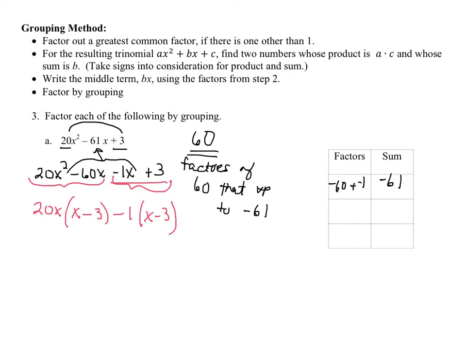Erase that. Okay, now they have x minus 3 in common. We're going to pull him out. He's gone. He's gone. 20x take away 1. Done. Cool? You like that one?